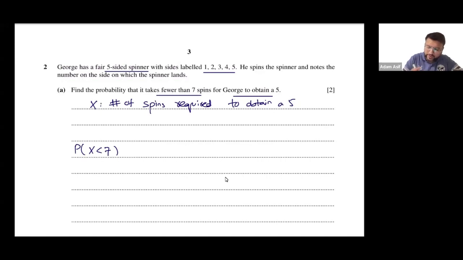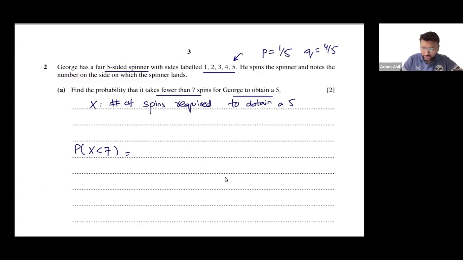All right. Now, how do we find the probability of x less than 7? He can get a 5 in the first attempt, or he can get a 5 in the second, third, fourth, fifth, sixth attempt. It has to be less than 7 spins for him to obtain a 5. What is the probability of obtaining a 5? The probability of success is 1 out of 5. It's a fair spinner. The probability of failure would be 4 out of 5.